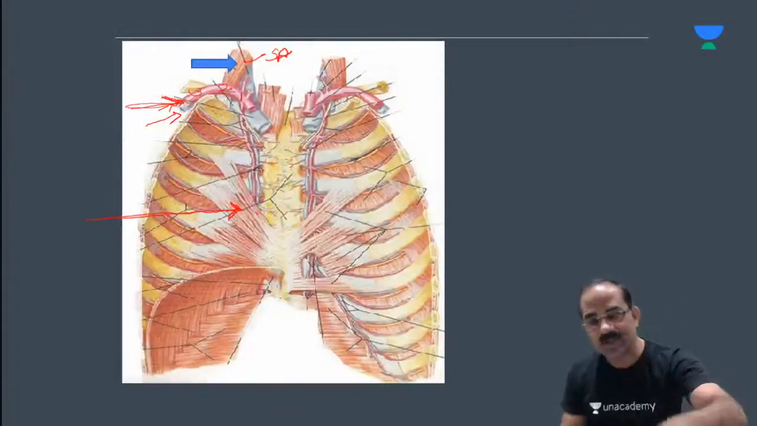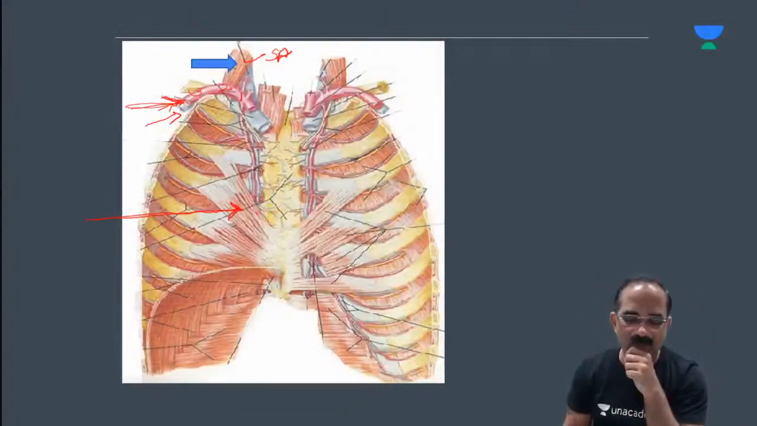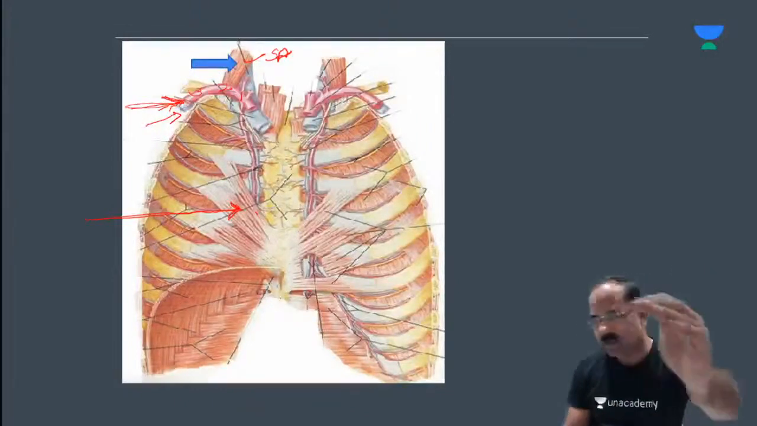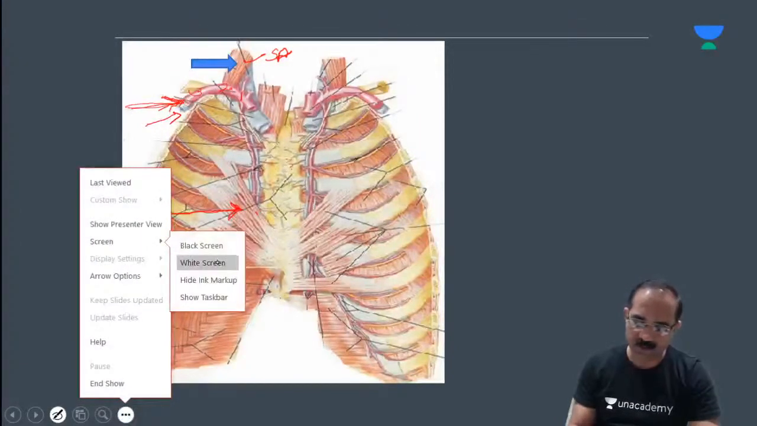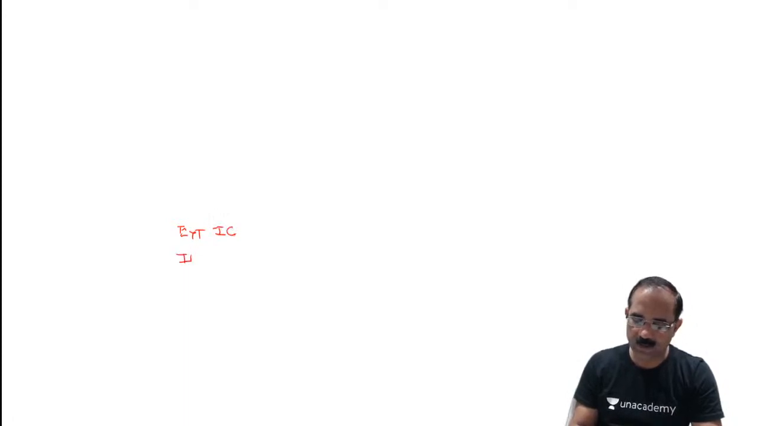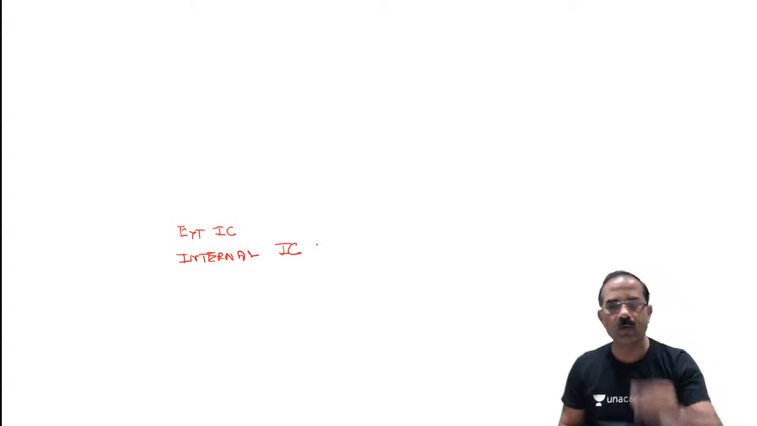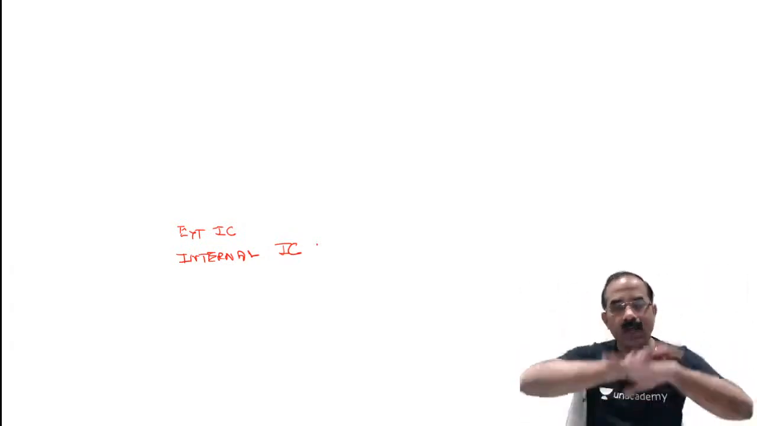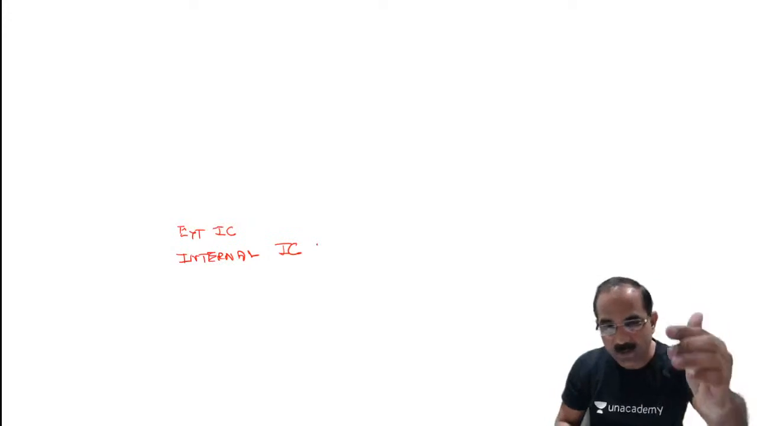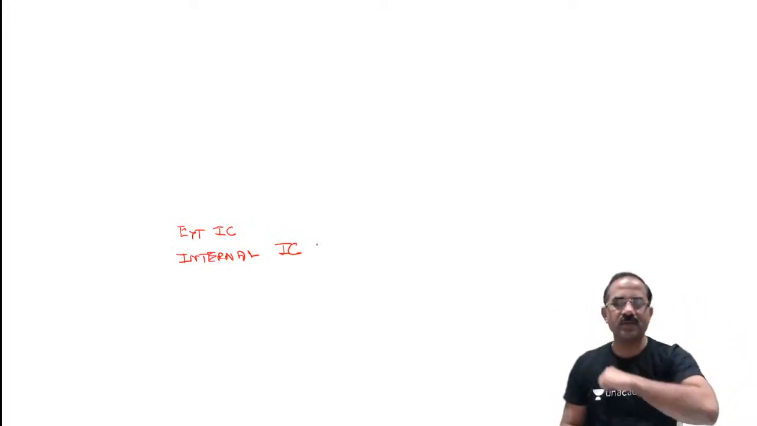And this sternocostalis is a part of which muscle? Just tell me which are the three intercostal muscles. Can anyone answer this? One is the external intercostal. The second one is the internal intercostal. And the third muscle, for all practical purposes, we take as the innermost intercostal.